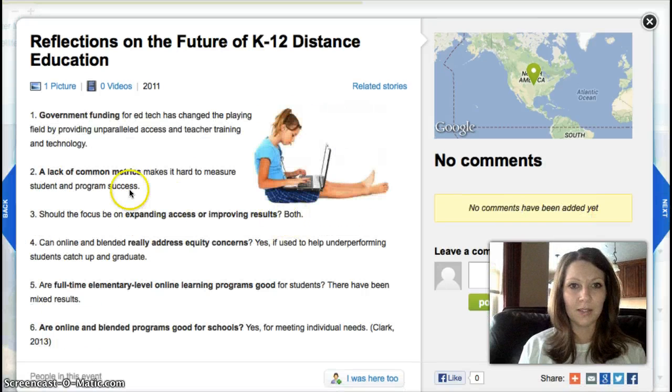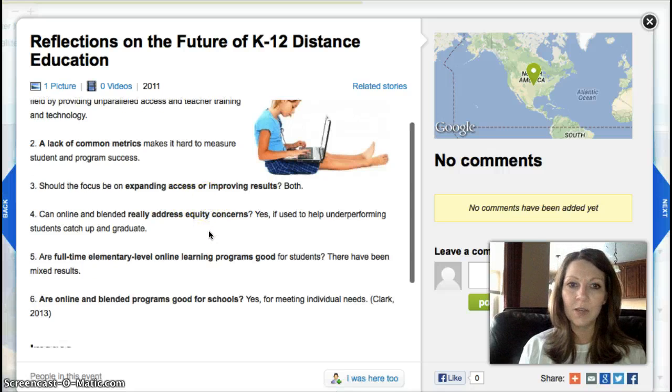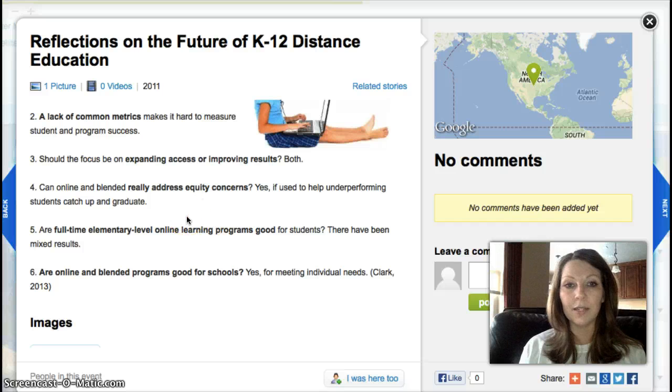So what does that mean for us? Reflections on the future of K through 12 distance education. Government funding for EdTech has changed the playing field by providing unparalleled access in teacher training and technology. However, a lack of common metrics makes it hard to measure student and program success. Some questions: should the focus be on expanding access or improving results? I think it should be on both. Can online and blended really address equity concerns? I think so, especially if it's used to help underperforming students catch up and graduate.